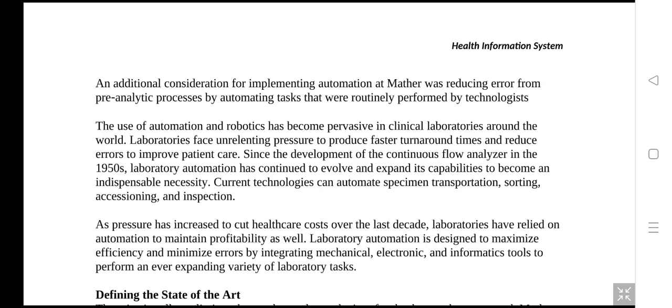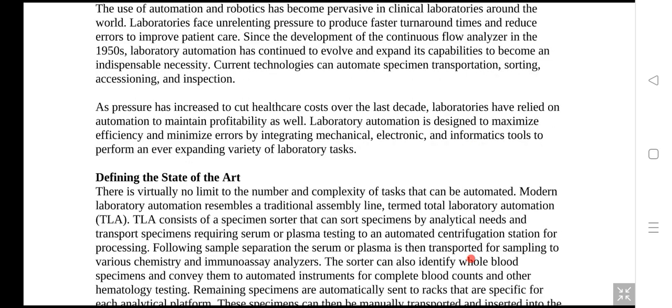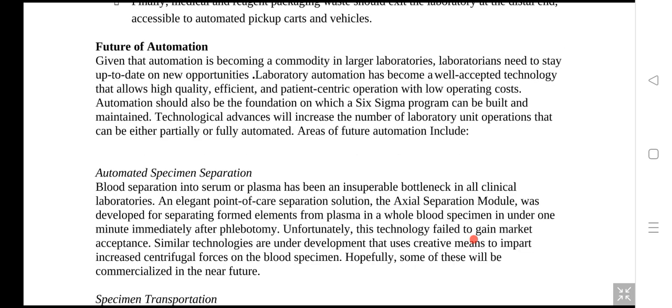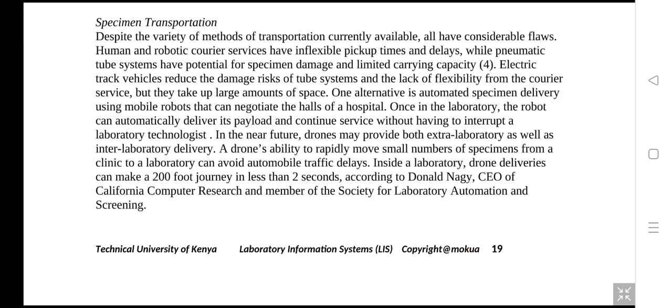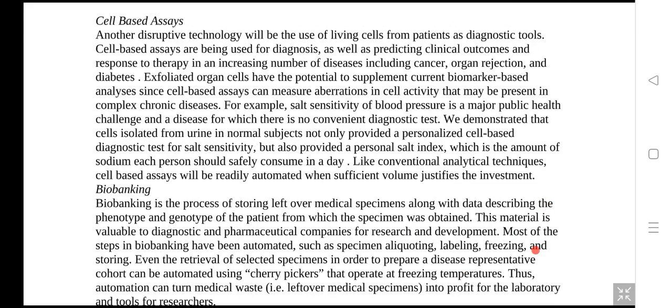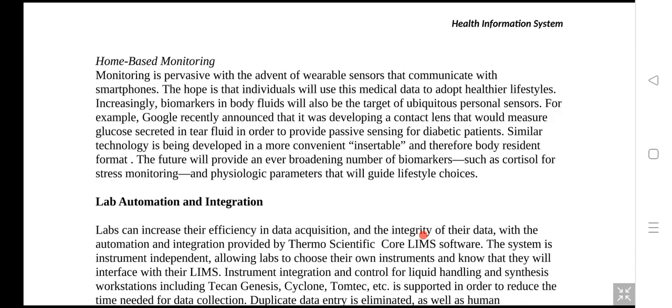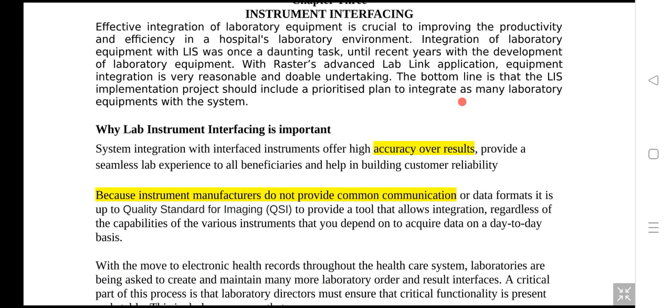We may not look at some of the advances here, but I will move on. I will leave automation because I will combine it with equipment. I want to move on to interfacing.